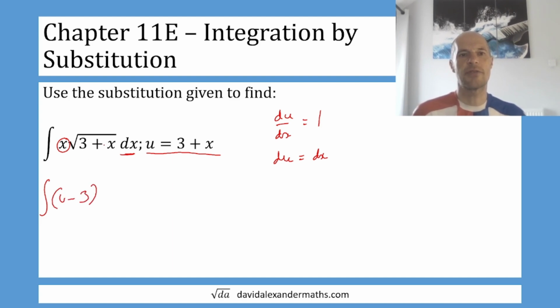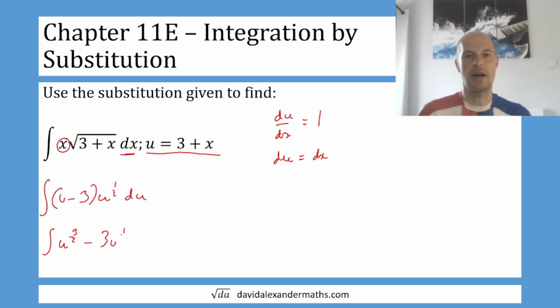And the square root of 3 plus x, well, we know that 3 plus x is u, so the square root of 3 plus x is u to the power of a half, and that is du, because remember that dx equals du. So all I'm doing is I'm replacing all the x's with some u stuff, and I'm turning dx into du. So all I need to do now is integrate u minus 3 u to the power of a half. So first of all, I'll expand the brackets. So that is going to be u to the power of 3 halves minus 3 u to the power of a half du.